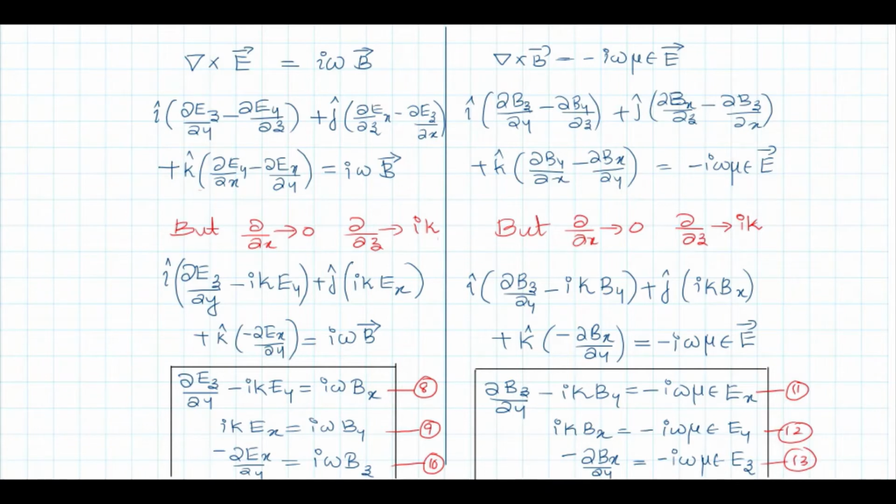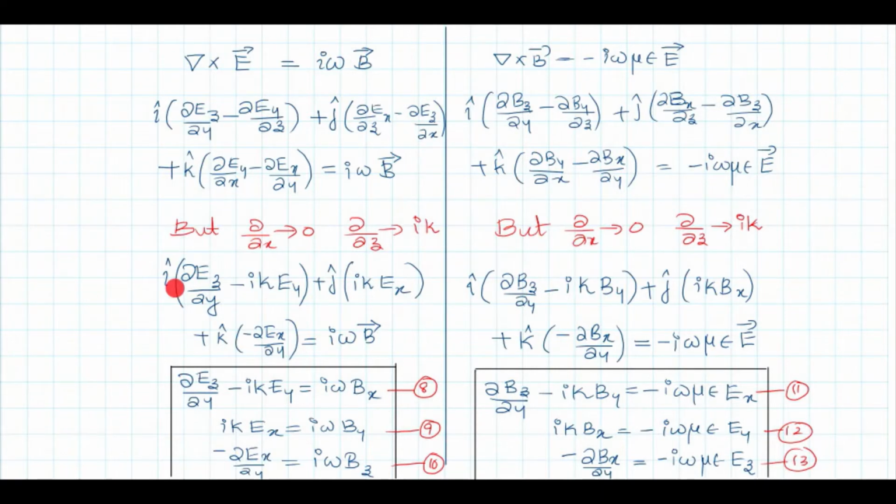So ∂/∂x: there is no variation for the electric field or magnetic field along the x direction, so ∂/∂x will give you 0. Substituting here, whenever you have a ∂/∂z, replace it with ik. Whenever you have a ∂/∂x, replace it with 0.